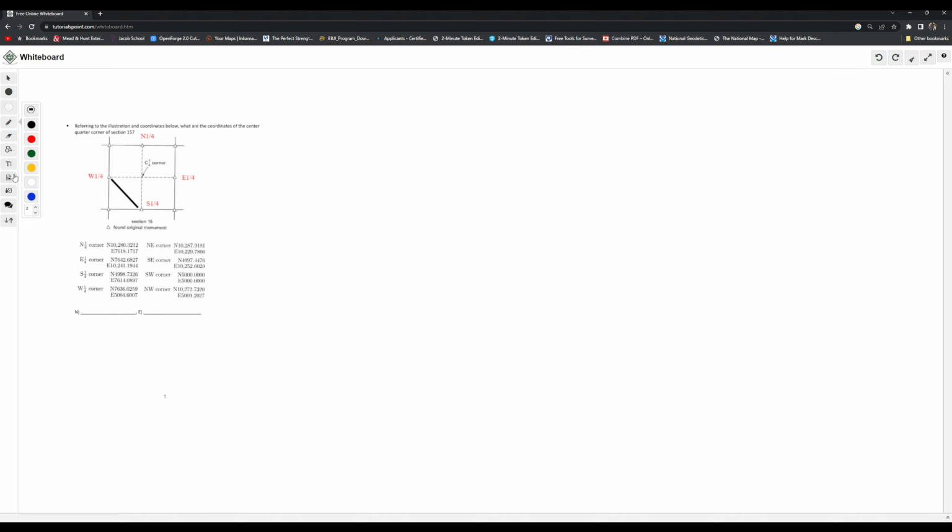So like I said, I'm going to have to use the text box because this is way too much. So essentially what we're going to do is we need the change in northing.